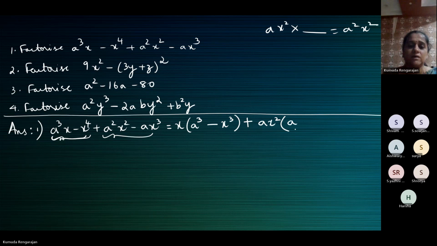Okay. Then ax square into what? A minus x. Minus x right now. Okay. Let me just check the question because you don't have the identity a cube minus b cube. Just see the question again. One second, I don't know where I picked the question from.